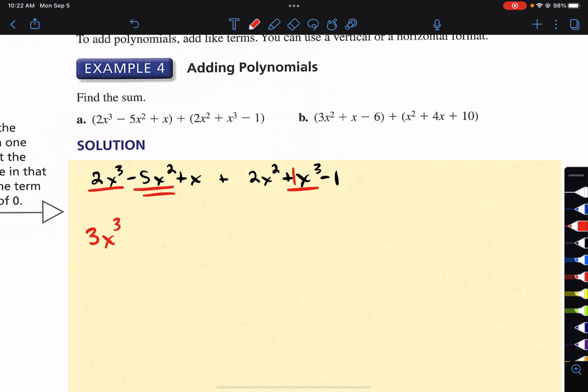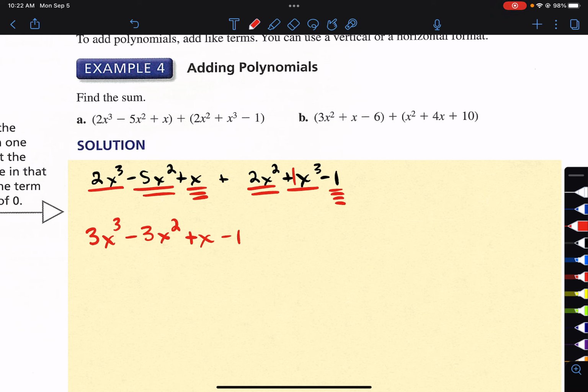Now my negative 5x squared can only combine with other x squareds. And there's two of them right there. So negative 5 plus 2 is negative 3x squared. Now my x, I've got a plus x and a minus 1 that are left. X's can only be added to other x's. So that x is all by itself, and that minus 1 is all by itself, okay?